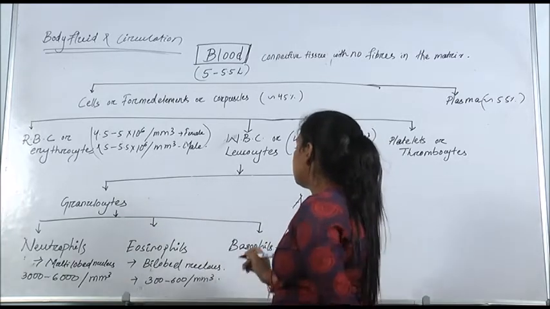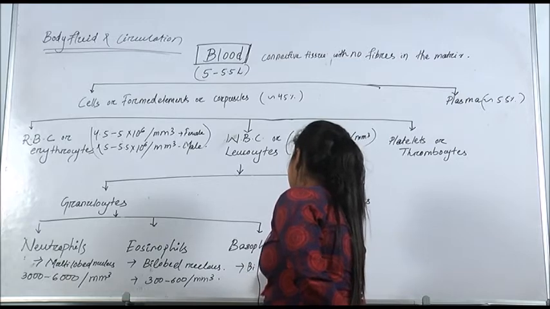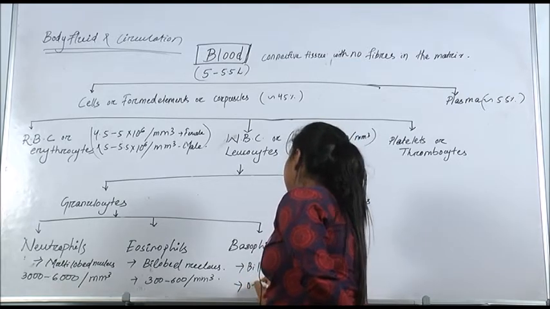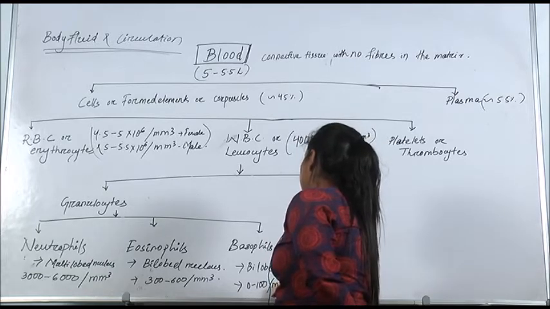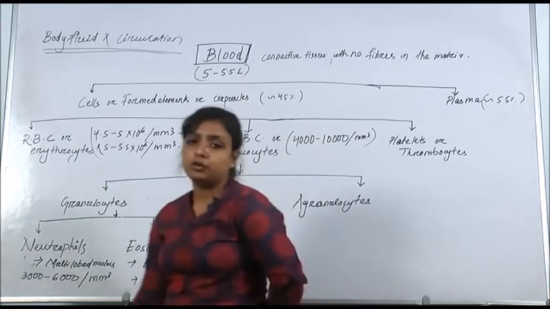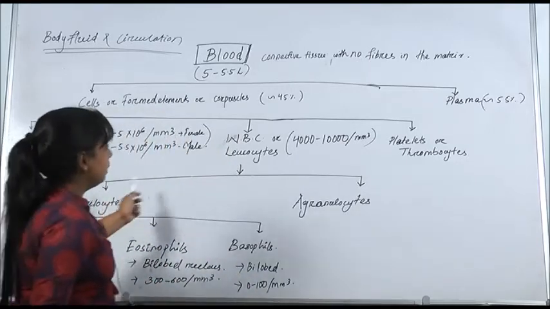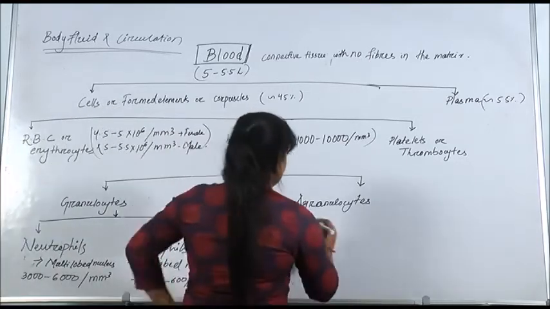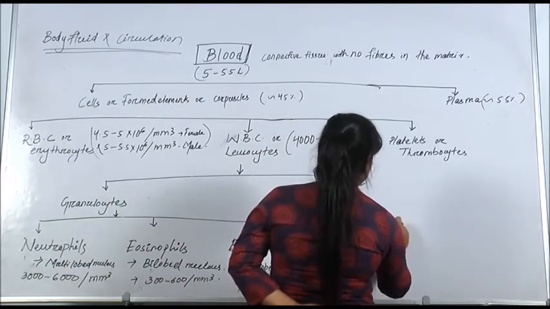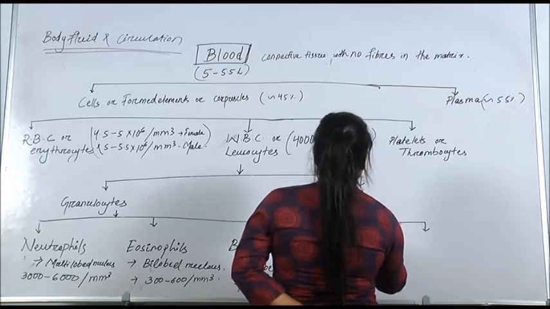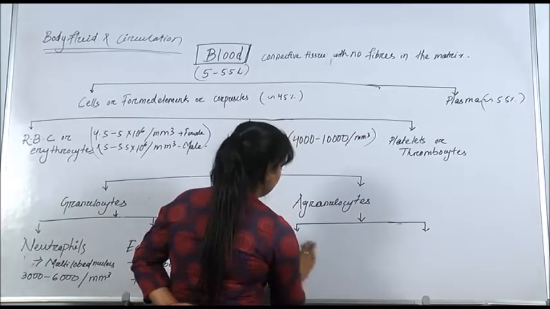So basophils are also bilobed nuclear cells, and they are present in a negligible amount, like 0 to 100 per mmQ of blood. Now this is all about the granulocytes. Coming to the agranulocytes. Agranulocytes are those cells having no granules in the cytoplasm. Again, agranulocytes are of two types, lymphocytes and monocytes.